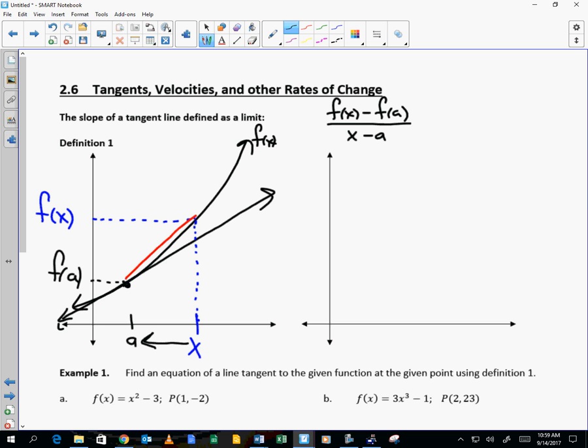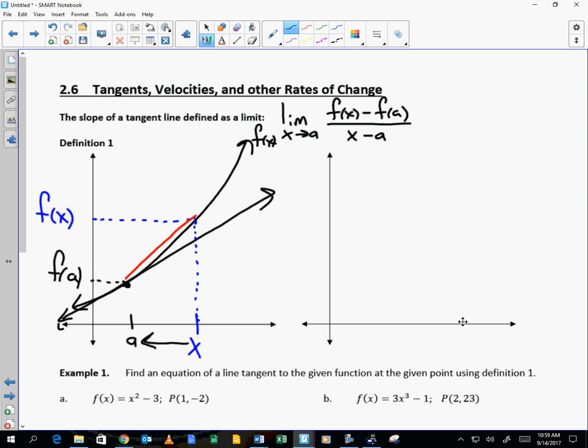Now, that used to sound challenging to do, and now it's no big deal. We just understand that you just put a limit on it. You take x and you move it towards a. That's now the slope of the line tangent.